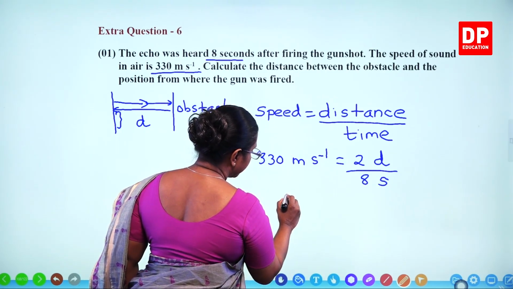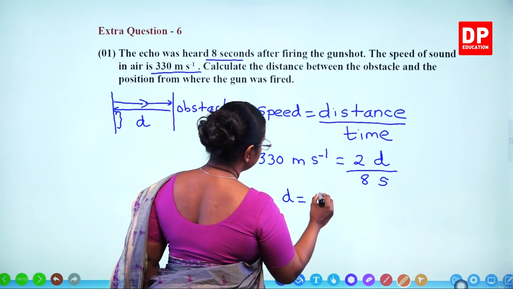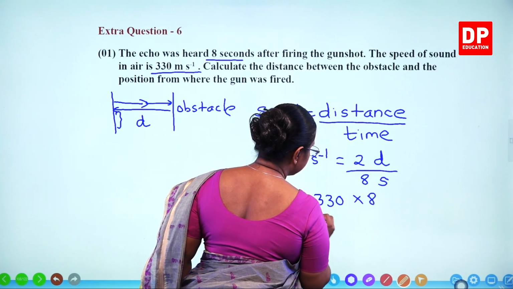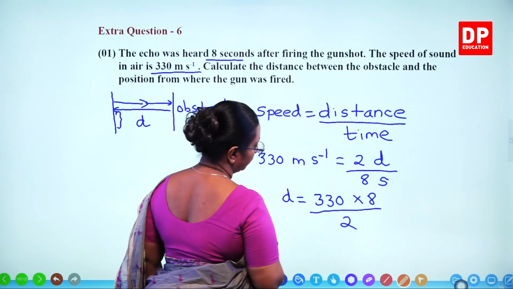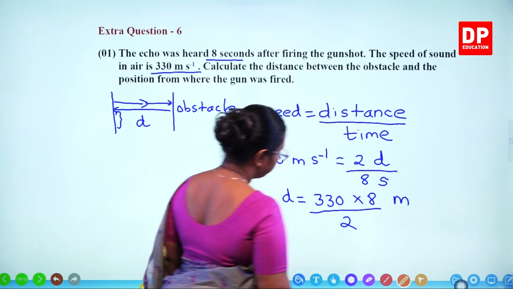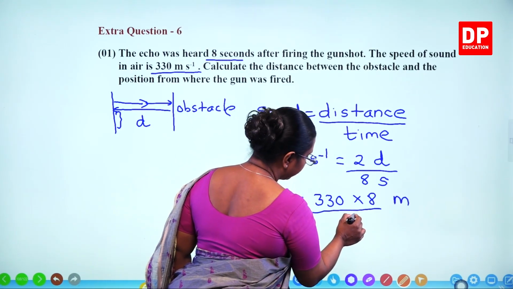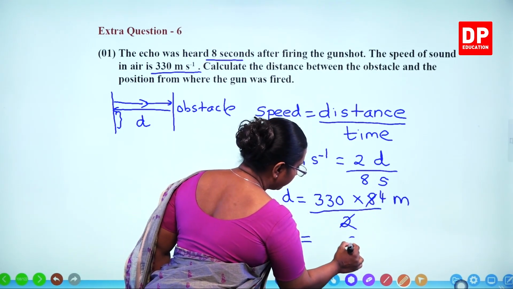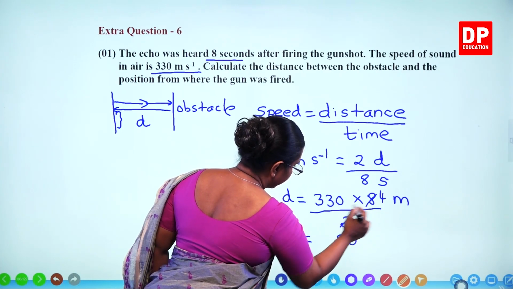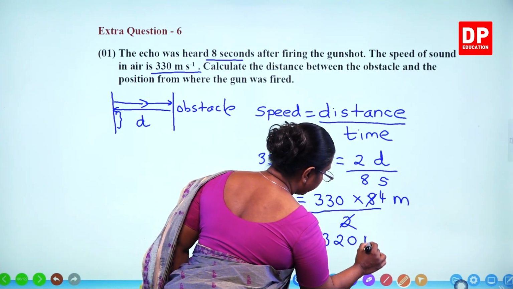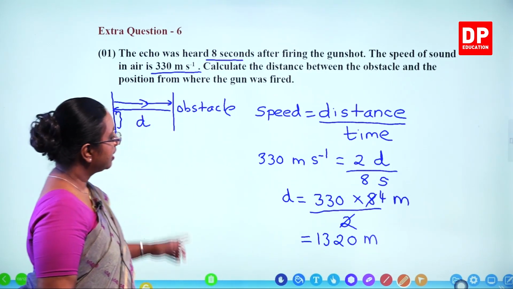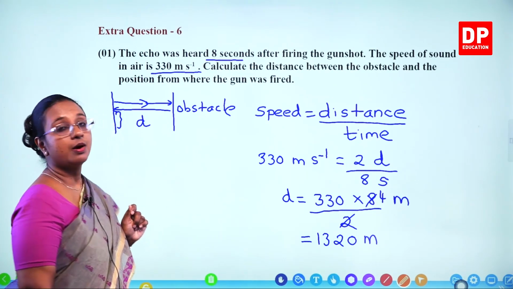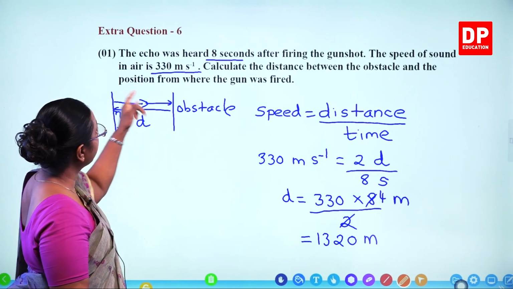If we rearrange, D distance is equal to 330 into 8 divided by 2. That will be in meters. If we simplify the values, 2 and 8, 4. If I multiply the value, 1320 meters.